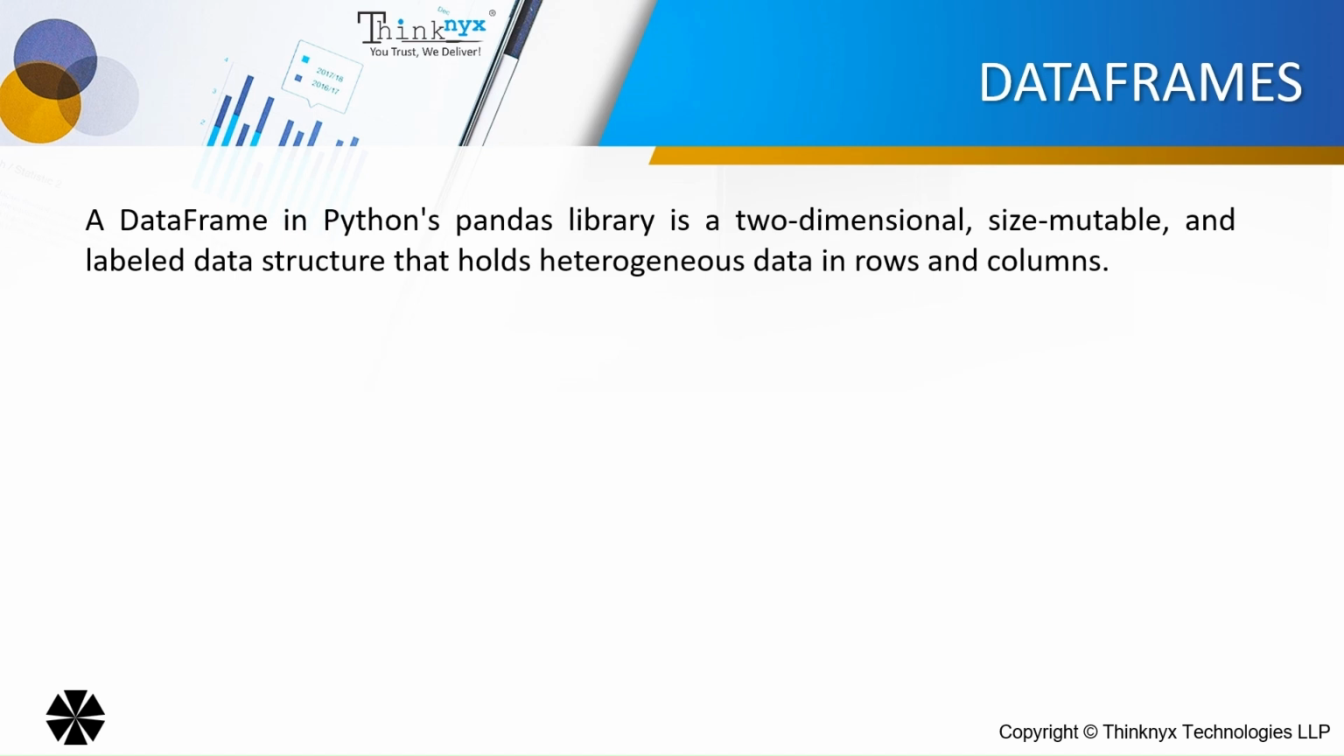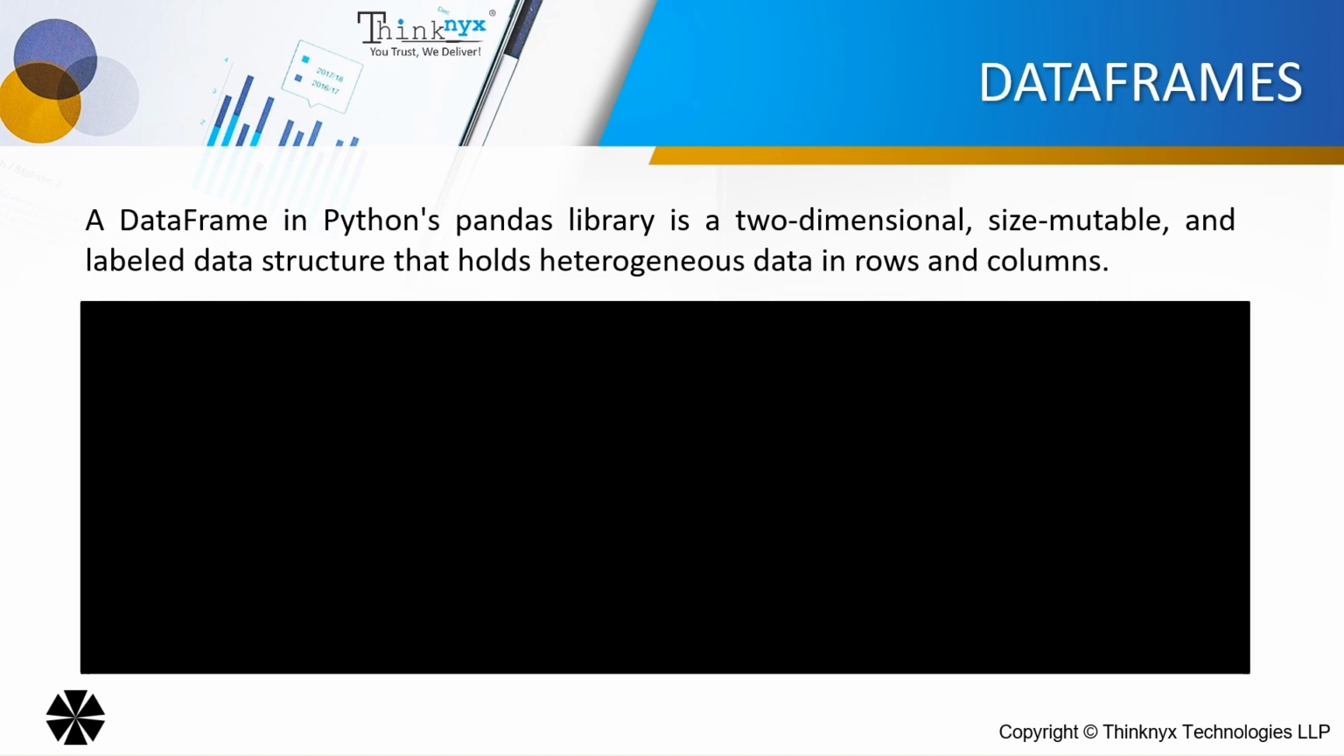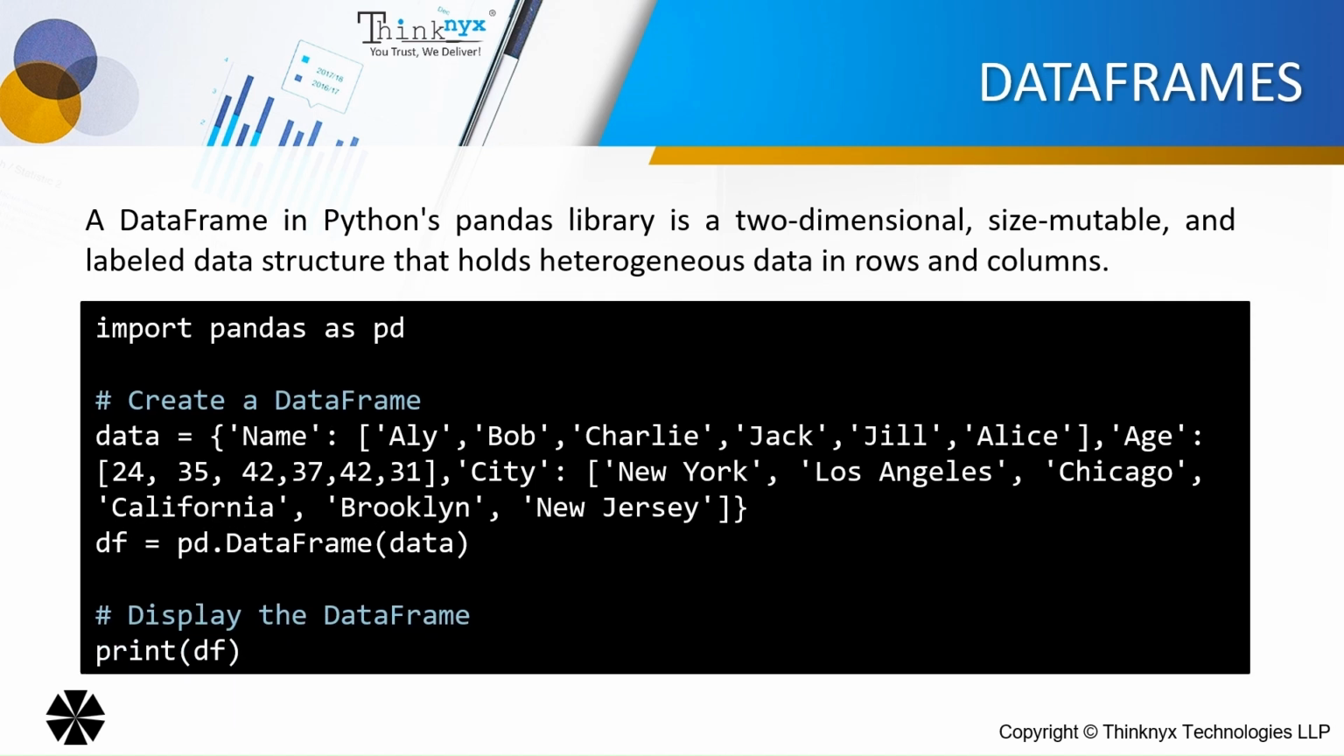To begin with, a DataFrame is a two-dimensional labeled data structure with columns of different types. Here's a simple code in straightforward steps. Import the Pandas library, initialize a Python dictionary, convert it to a DataFrame, store it in a variable df, then print the DataFrame, and the result is the tabular data in the console.